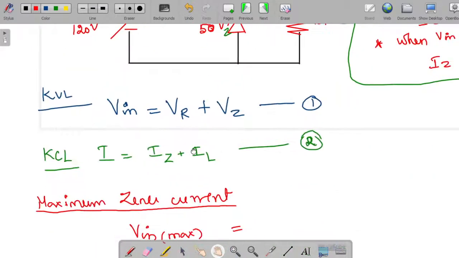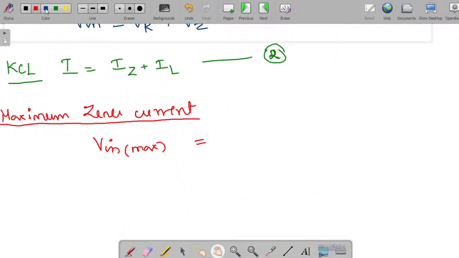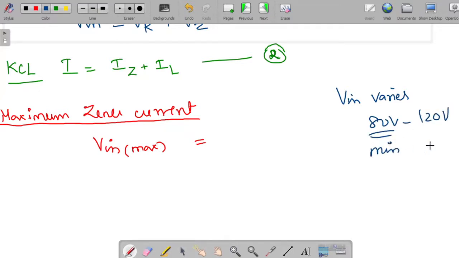If you see, the Vin is actually varying. It is a varying input voltage, varying from 80 volt to 120 volts. In that, this 80 volt will be the minimum input voltage and this one would be the maximum input voltage. So Vin maximum is equal to 120 volt, isn't it?